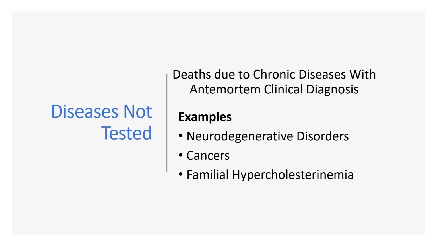It is important to point out that for the diseases we test for on our sudden death panels, there is effective clinical management for family members who carry the same pathogenic variants. For deaths due to chronic diseases with ante-mortem clinical diagnosis, or where treatment options are limited for family members, we do not test them. Examples include neurodegenerative disorders, cancer, and familial hypercholesterolemia.